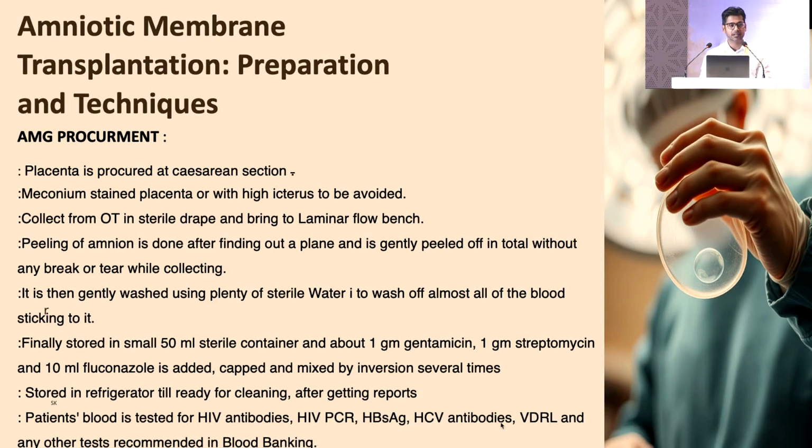Now, the preparation and technique parts. The placenta is procured at cesarean section, preferably an elective one. Meconium-stained placentas or those with high risk are avoided. This is collected from the OT in a sterile drape and brought to the laminar flow bench.